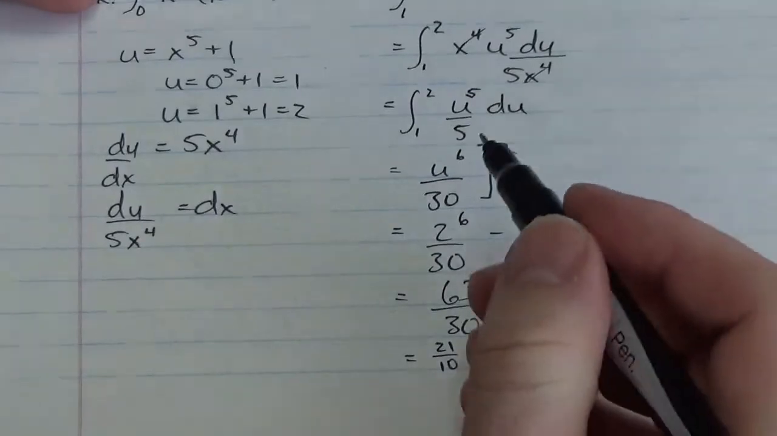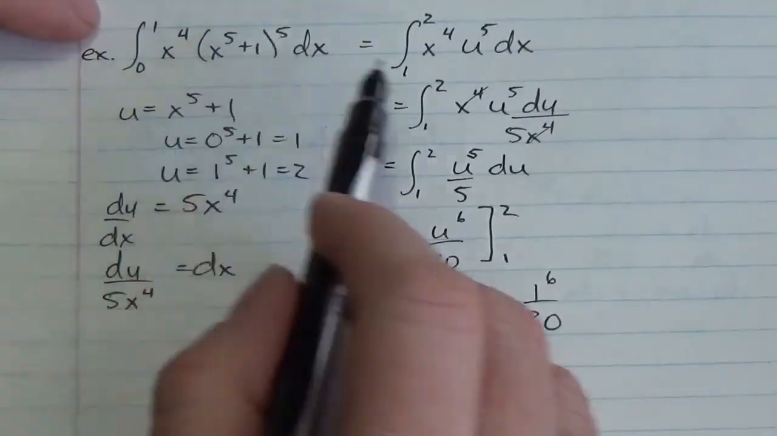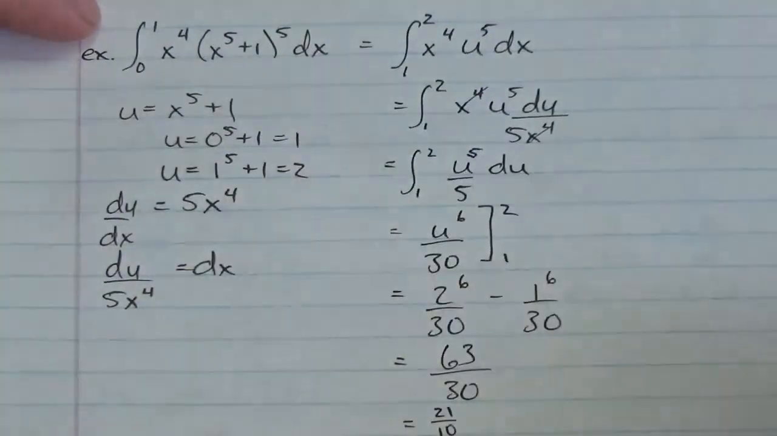I hope that makes sense. Sorry about forgetting that 5 there. That might have thrown some people off. But yeah, this expression here was to the fifth, so when I did the substitution, it should have been u to the fifth there.